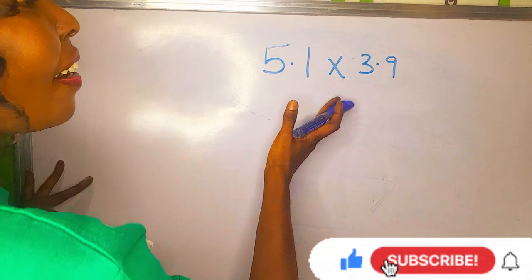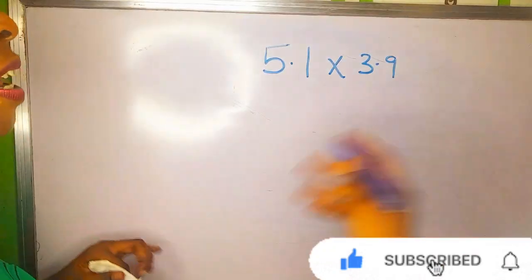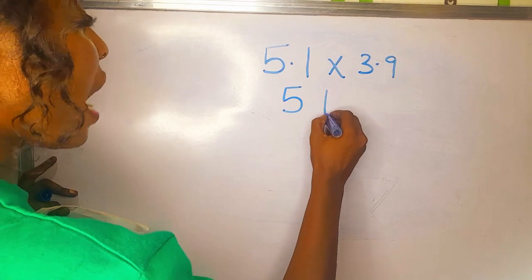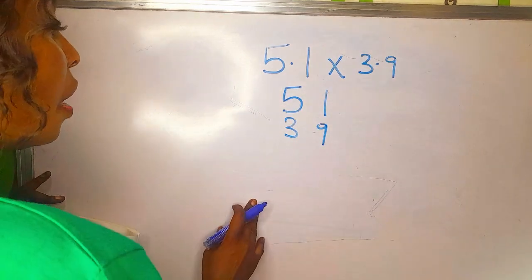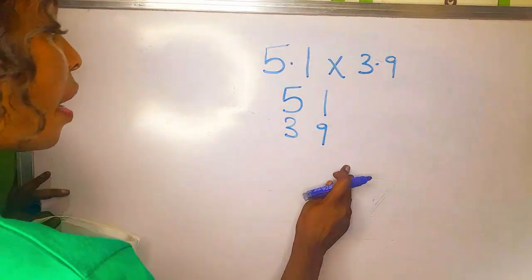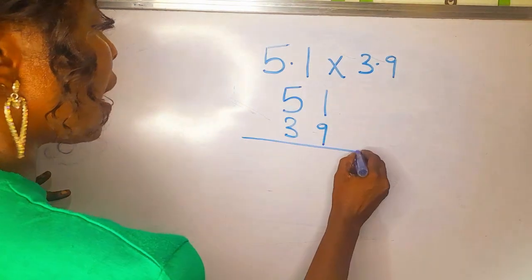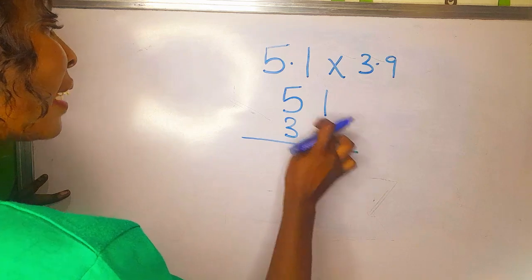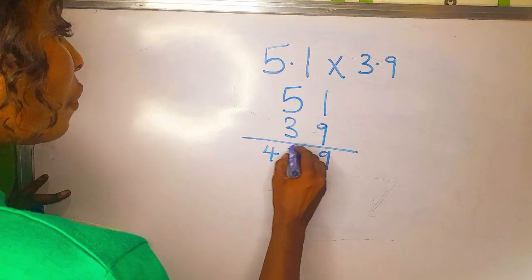So let's take multiplication of decimals that has 2 digits all around. The first step, we are going to take out the decimal points. So I have 51 times 39. Then we multiply as usual. 9 times 1 is 9. 9 times 5 is 45.